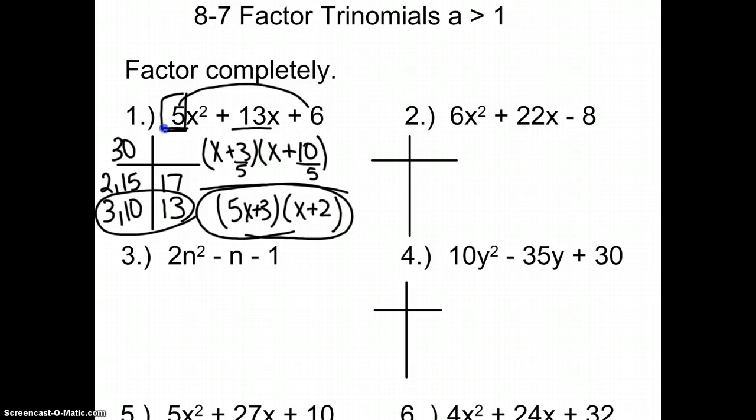And number 2, what we should do first is look at each of the terms and see if there's something that we can factor out. And in this case, we can factor out a 2. So we have 3x squared plus 11x minus 4. And now we can multiply our first and our last term, so 3 times negative 4 would give us a negative 12. And we have to find out what factors will give us a positive 11.